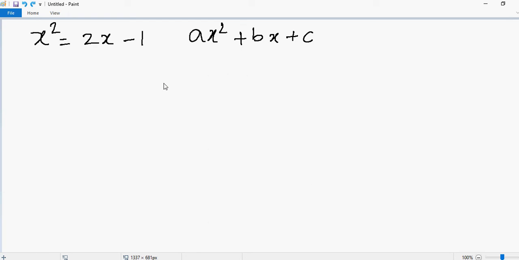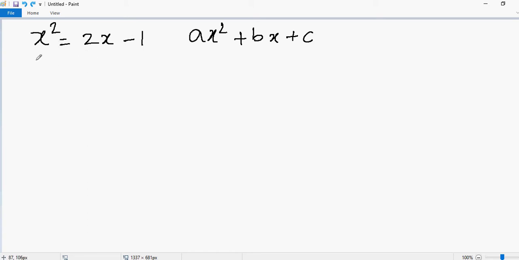Hi, in this video I'll tell you how to solve the equation using the quadratic formula. So this is our quadratic equation, but this is not in the standard form. So we'll convert this equation into the standard form, which is written here, ax squared plus bx plus c. So what we have to do is bring 2x and 1 to the left hand side.